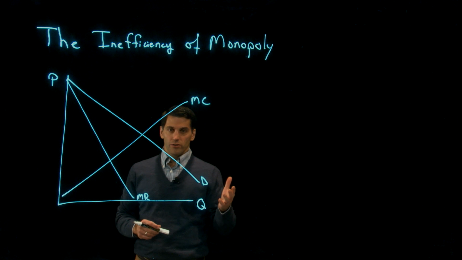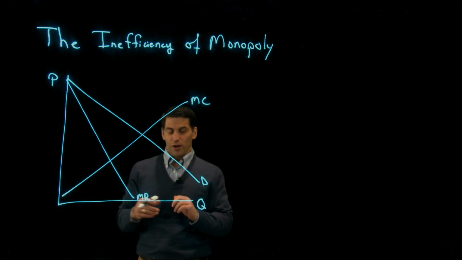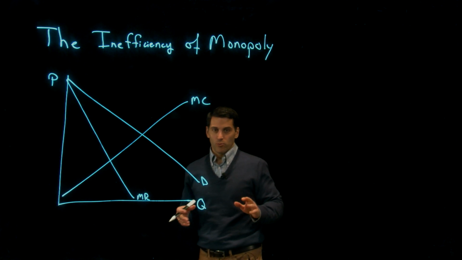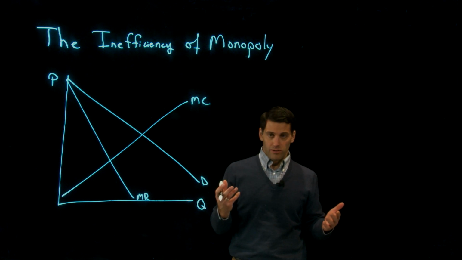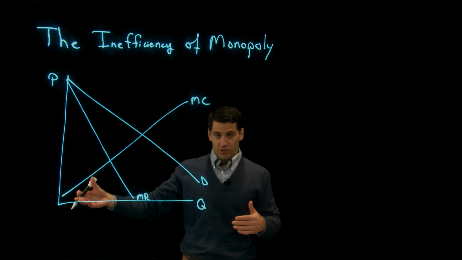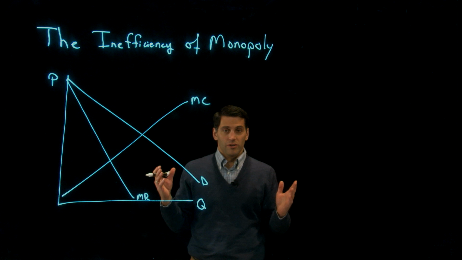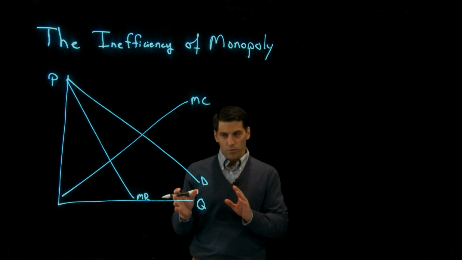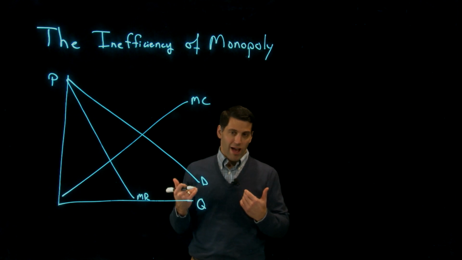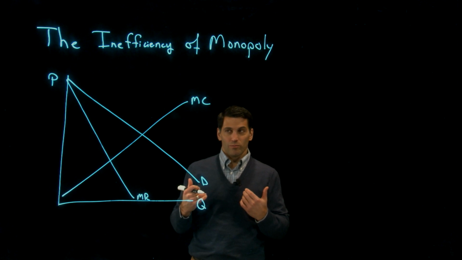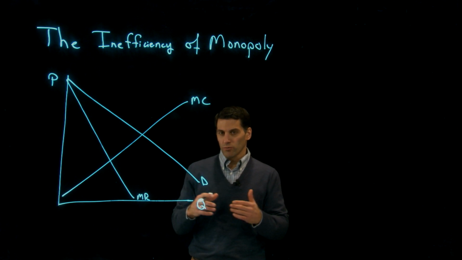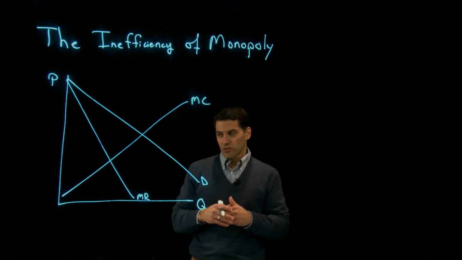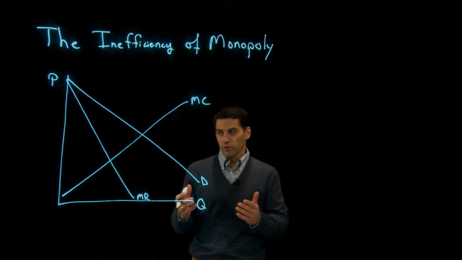In this video, we're going to talk about the inefficiency of monopoly. It's very important to bear in mind we're talking about a static setting here. So we're just taking the marginal cost curve as a given, not asking where it came from. After we do the analysis, it's worth taking a moment or two to step back and ask whether this is really the whole story or whether there is something else we need to consider.